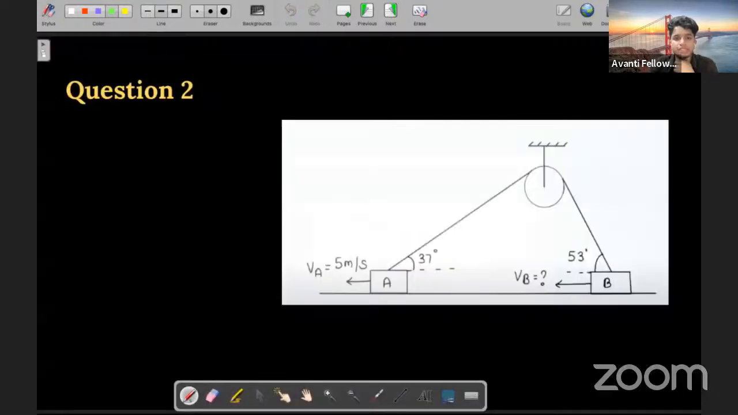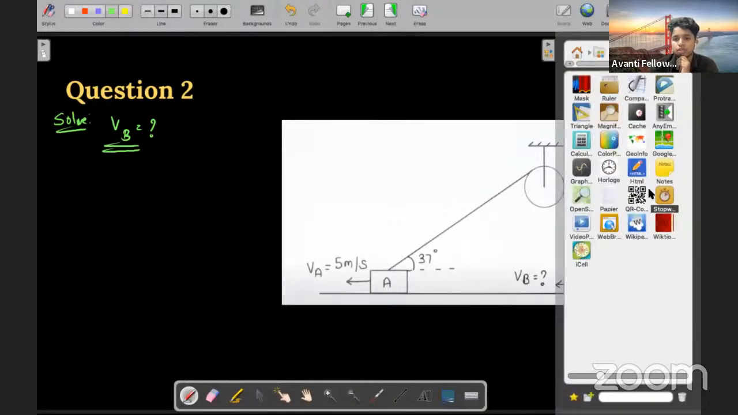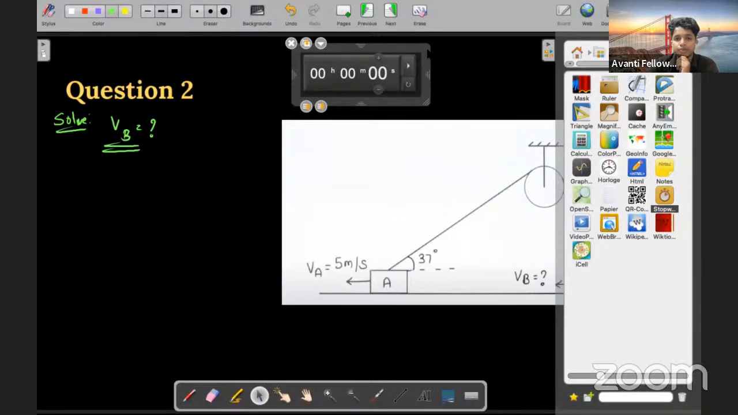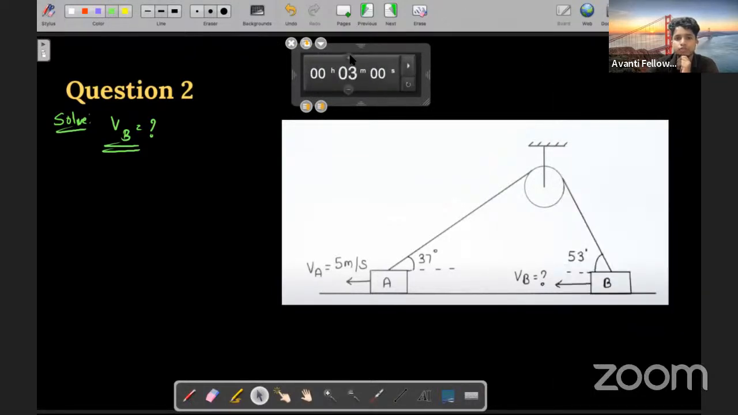Very good. If that is the case, students, then I'm giving you this to solve. You need to find what is VB again over here. Try to apply the concept, students. See, over it is moving with velocity VA. Now, I'm giving you 3 minutes of time to solve this. Please solve this and tell me. This is very easy. Please try to solve this.